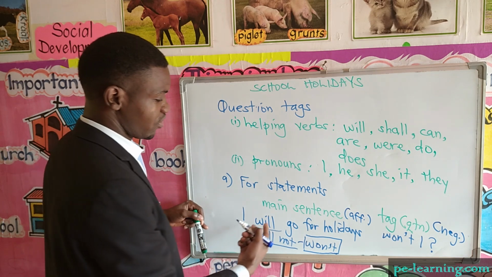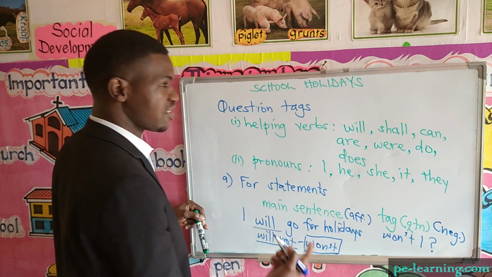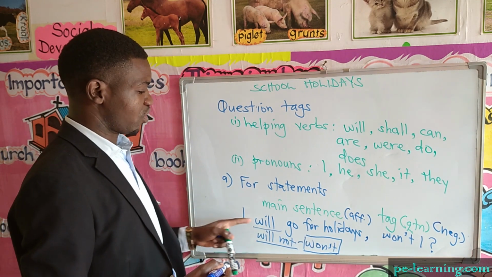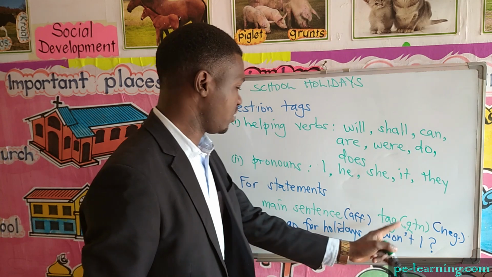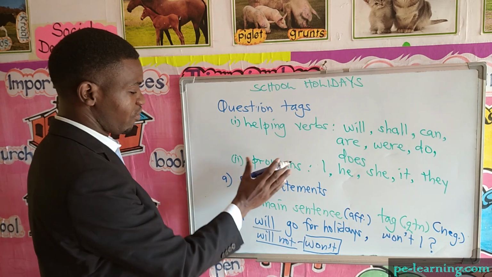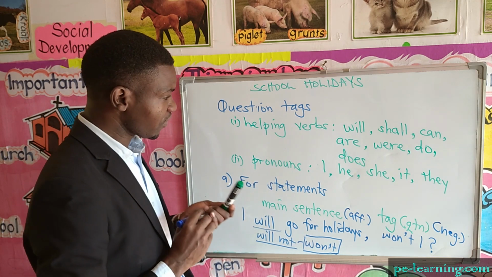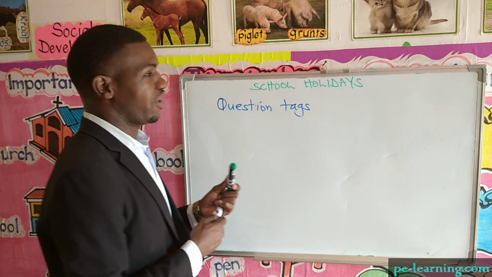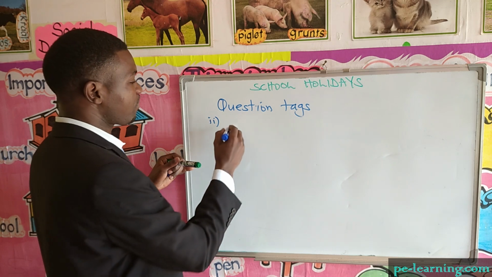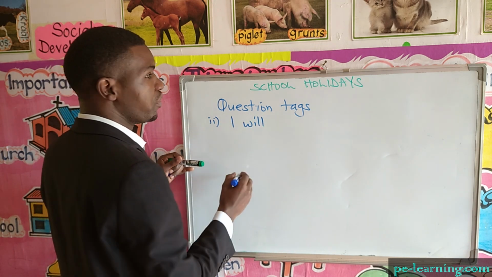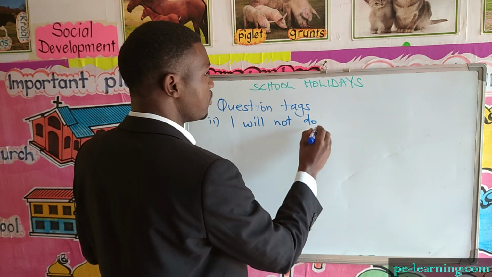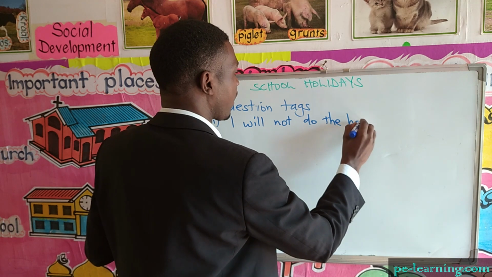Something not to forget, when you're writing the question tag and the main sentence, a comma has to separate the two. So we have a comma separate the main sentence from the question tag. I'll go for holidays, won't I? So that is one example that we have. I would like to go to the second example. We have another example, and then the second example will be I will not do the homework.